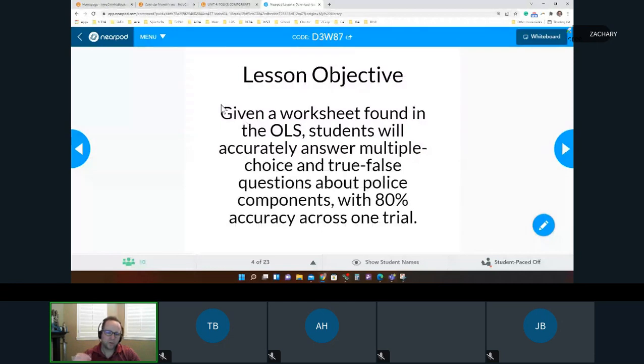Okay, so this is going to be the lesson objective. Given a worksheet found in the OLS, students will accurately answer multiple choice and true-false questions about police components with 80% accuracy across one trial.